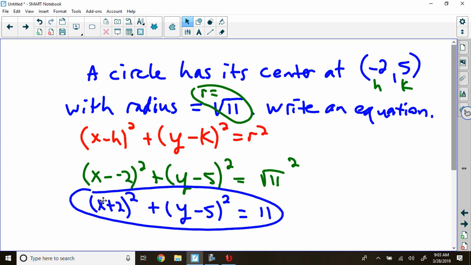I know a couple of juniors have taken the ACT. What are the questions about circles on it? Some versions of the ACT have it, some don't. So, okay.